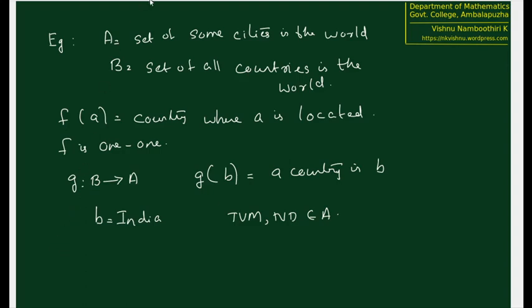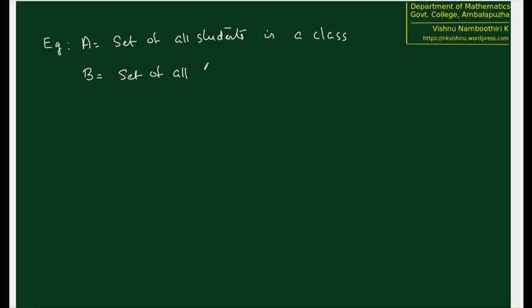Another example probably is the following. Suppose that we have A equal to set of all students in a class, B equal to set of all benches in the same class.